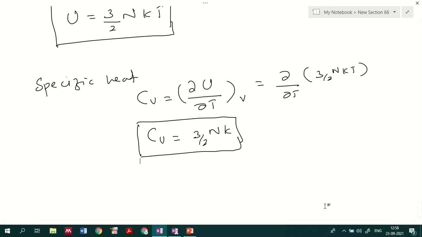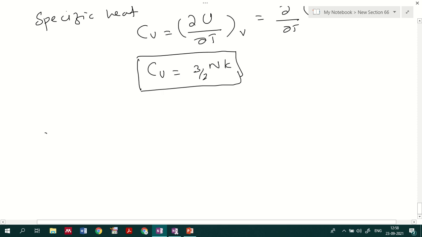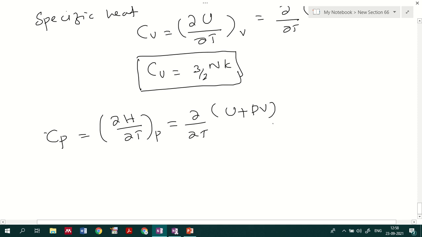Now if I want to identify the specific heat capacity at constant pressure, that is Cp. Cp equal to, we know that we have a representation, that is ∂H/∂T at constant pressure, where H is the enthalpy. That is ∂/∂T of U plus PV. That is you have to do ∂U/∂T plus ∂/∂T of PV. Okay, and we know that P equal to what?